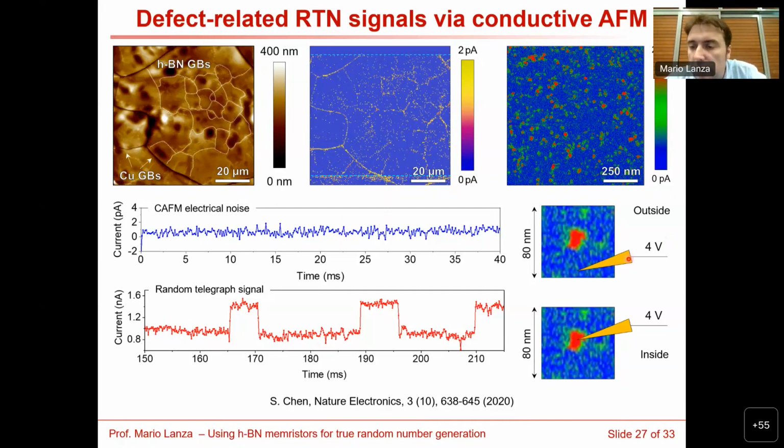If we put the tip of the conductive AFM outside and we apply a constant voltage, this material layer is insulating, so there is no current, just electrical noise. But if we put the AFM tip inside one of these defects, we can clearly observe random telegraph noise signals. Okay, so basically this confirms in situ that the random telegraph noise signal that I observe in my device is produced by these native defects in the boron nitride.